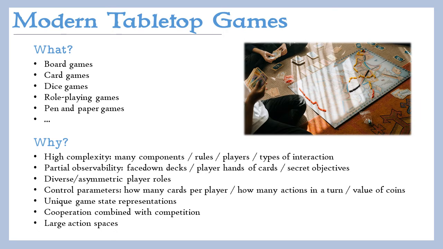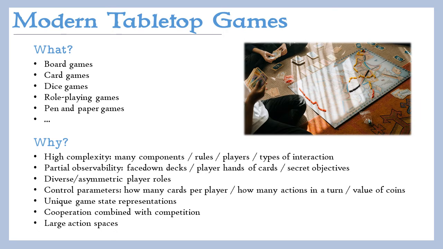They contain many different types of components, combining cards and dice, for example, many rules and types of interactions between many players. A lot of these games also include partial observability by hiding parts of the board or some players' hands, or by placing randomly shuffled decks or cards face down on the table. Players often take on different roles within the game, and each game has a series of parameters that control its flow and balance, such as the number of cards in a player's hand, or the number of events that take place at a specific point in time.